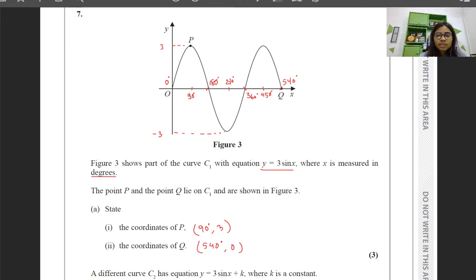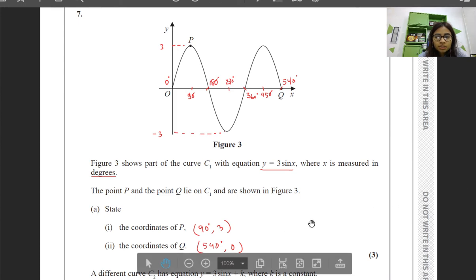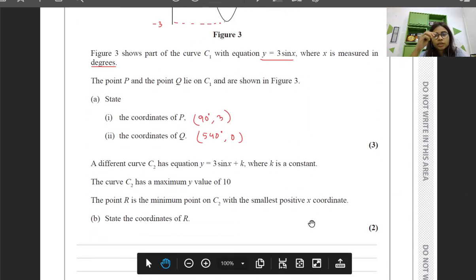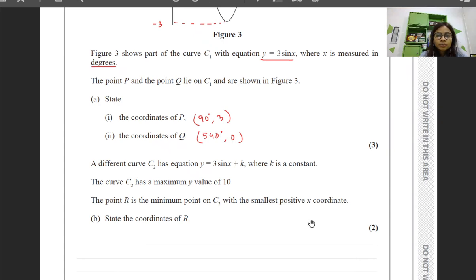So we are done with part A. Now let's see what part B says. A different curve C2 has equation y equals 3 sine x plus k. So this is another vertical transformation of y equals 3 sine x, and the transformation is a sum of plus k. Now it says that the curve C2 has a maximum y value of 10.